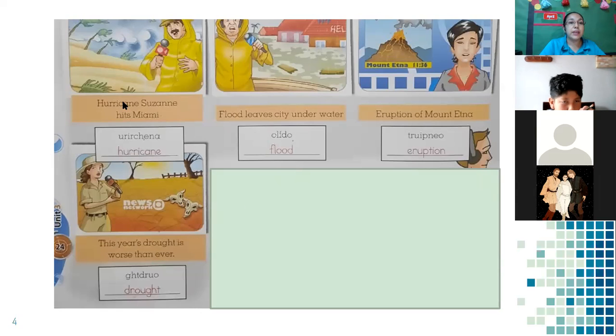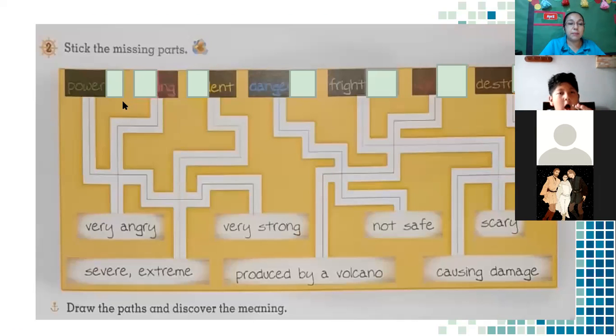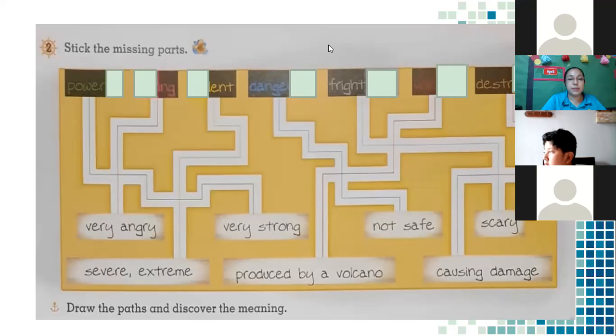We have to stick the missing parts. These are adjectives that we use to describe the different natural disasters. Let's see. You participate here, okay? Did you finish? Good. So let me check.